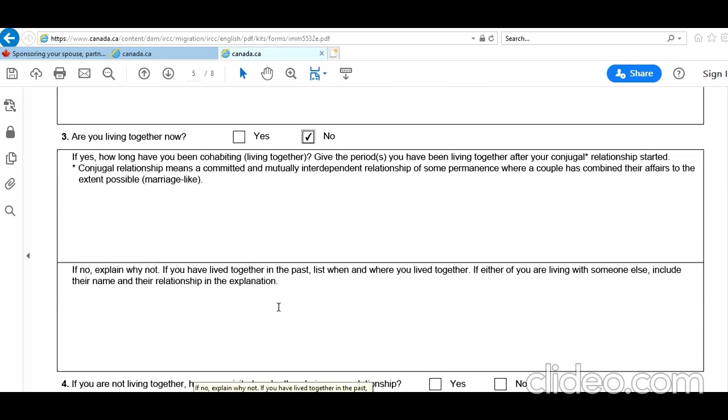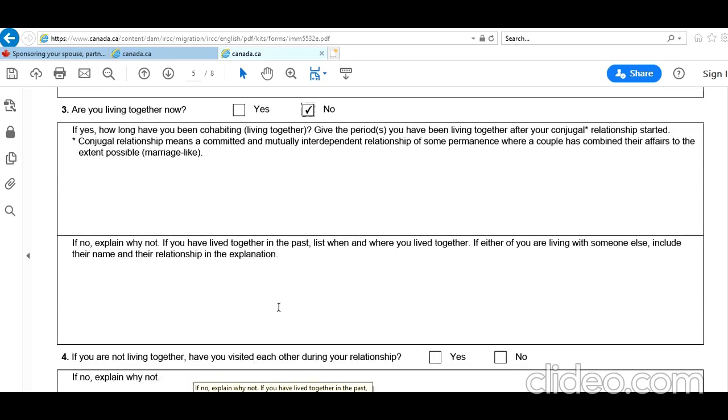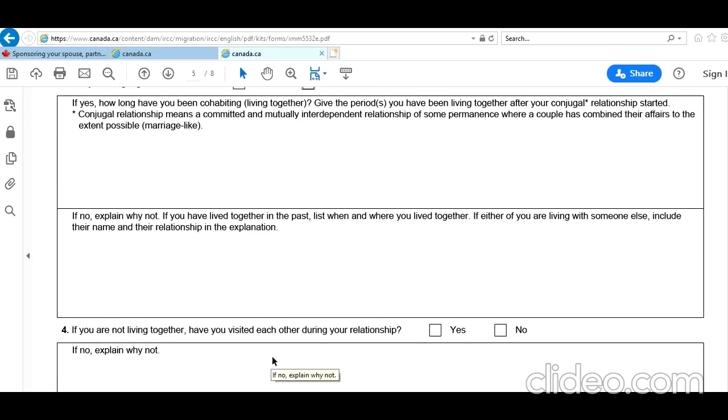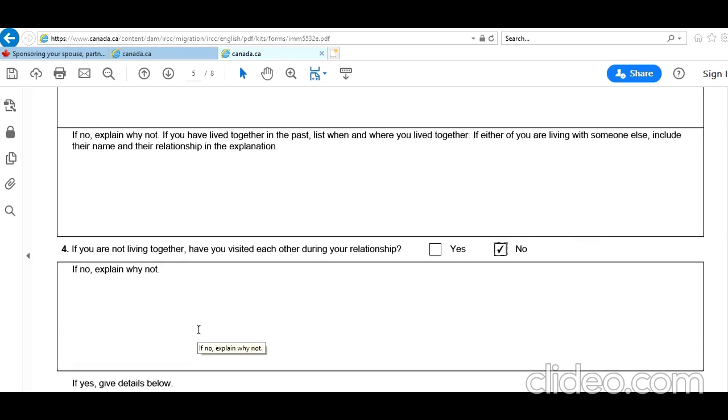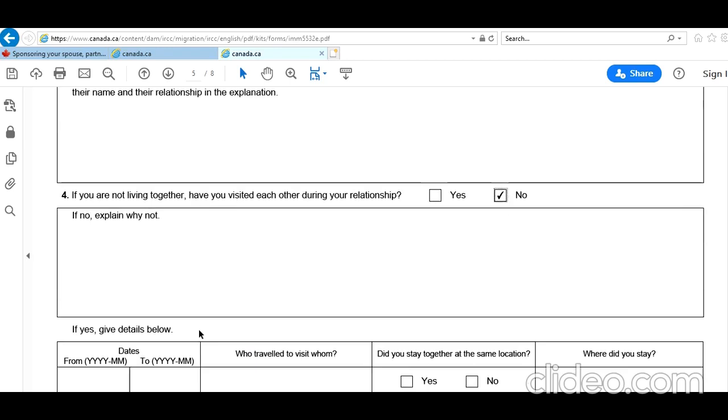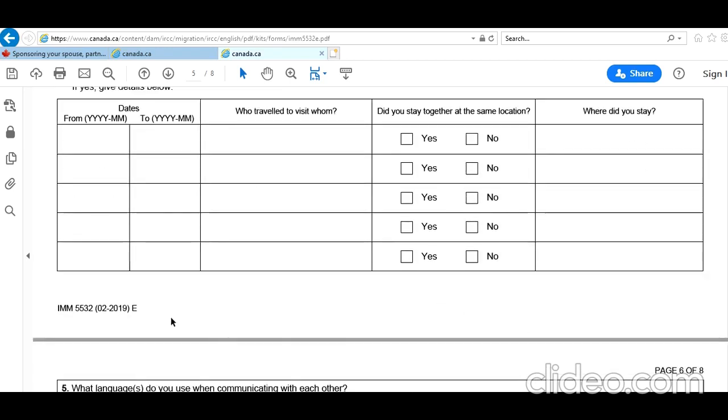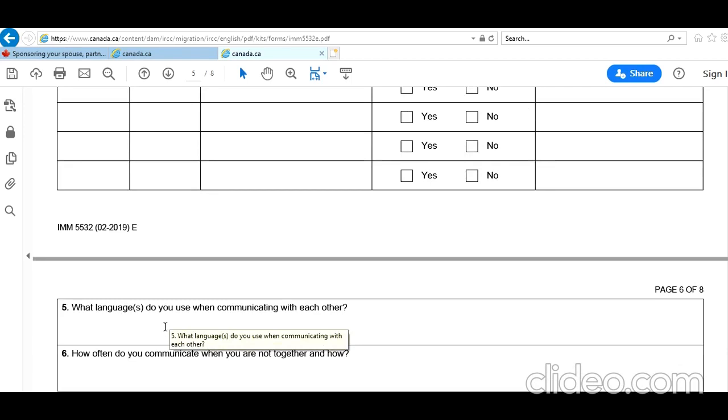If they have lived together, like if he stayed a few days in India together, then provide that information here. Again no. So now he can explain, because for the sponsorship purpose he is living in Canada, so that's why he cannot. You can put NA for the others. These are NA.